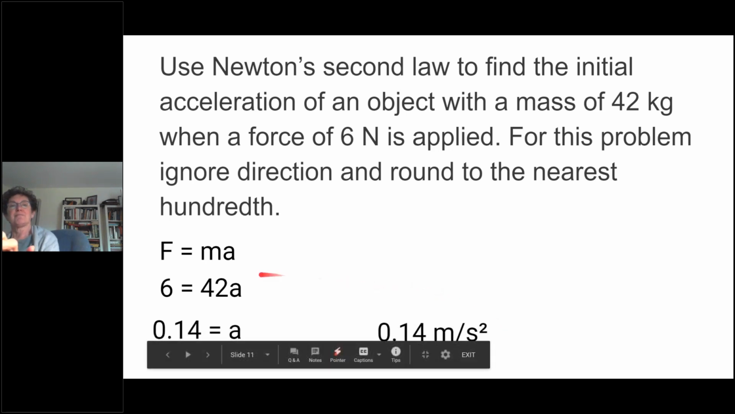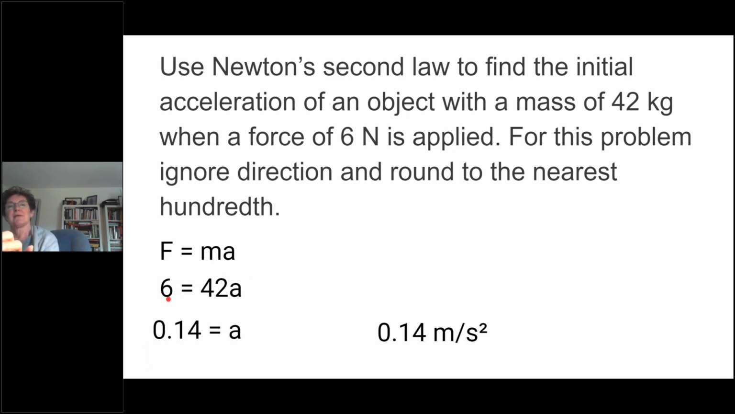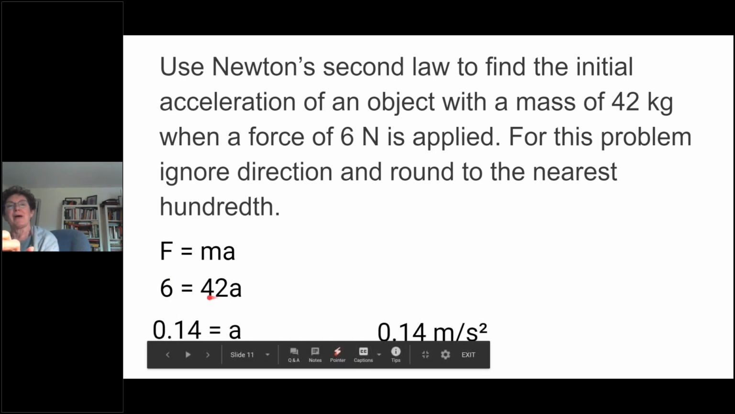And that makes sense because we know that force is measured in kilograms times meters per second squared. We divided by the mass, which is kilograms. So kilograms divided by kilograms equals 1. And that leaves us with meters per second squared.